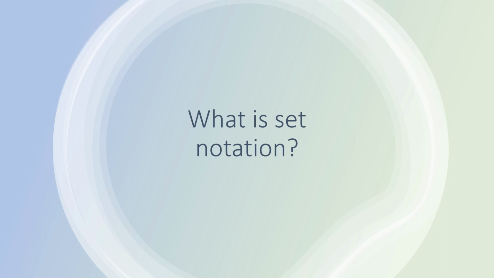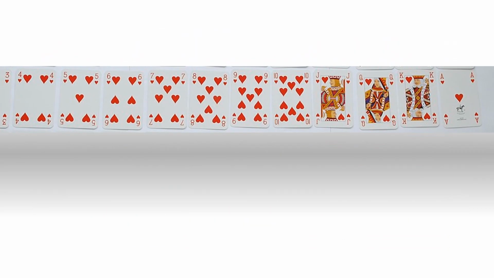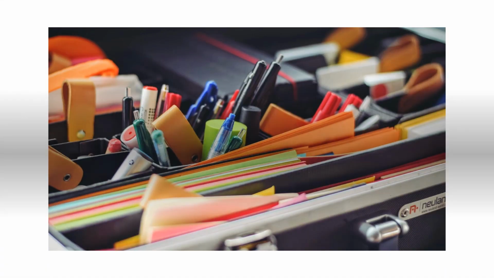So what exactly is set notation? Set notation is an agreed upon set of symbols that are used to describe groups or sets of things mathematically. For example, we might be interested in the set of hearts in a 52-card deck, or perhaps we're interested in the number of pens in a box of office supplies. In both examples, we're fundamentally talking about the same thing. We're interested in a group of objects. Set notation allows us to ignore the specifics and just focus on the underlying mathematics.